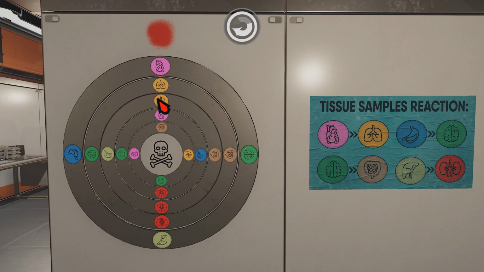Like, obviously, you won't be able to have kidneys in multiple of them. You won't be able to have two of the same thing, right? But it goes from heart to lungs, stomach to brain, brain to intestines, liver to kidney, but I don't understand the rest of it. No, because then the brain is in two. No, brain is in two of that one. Oh, this is in two of them.